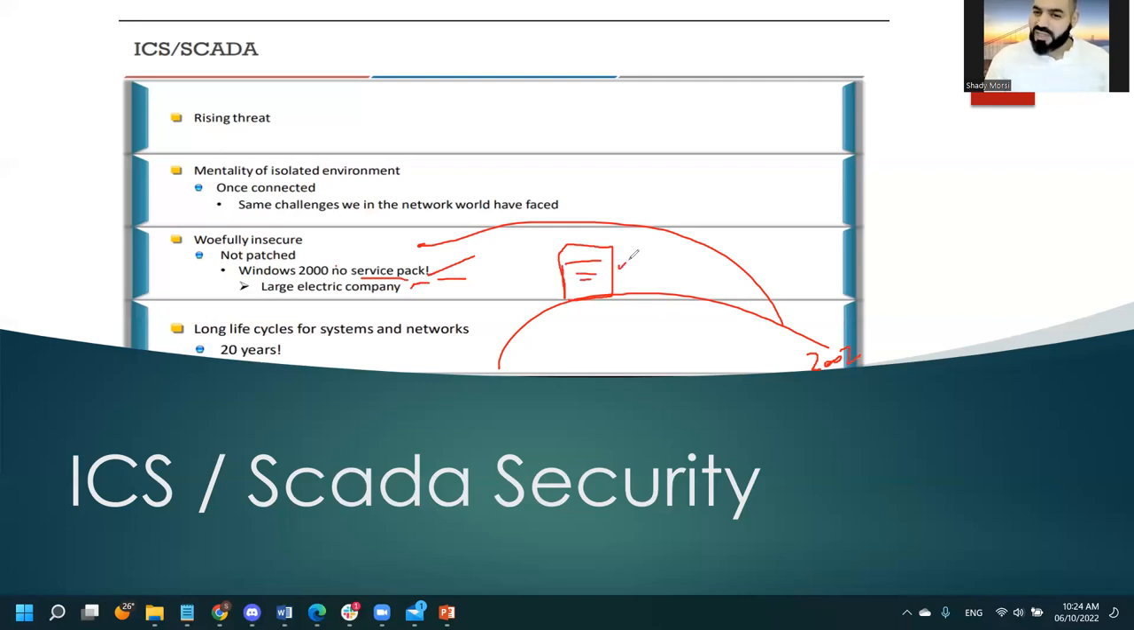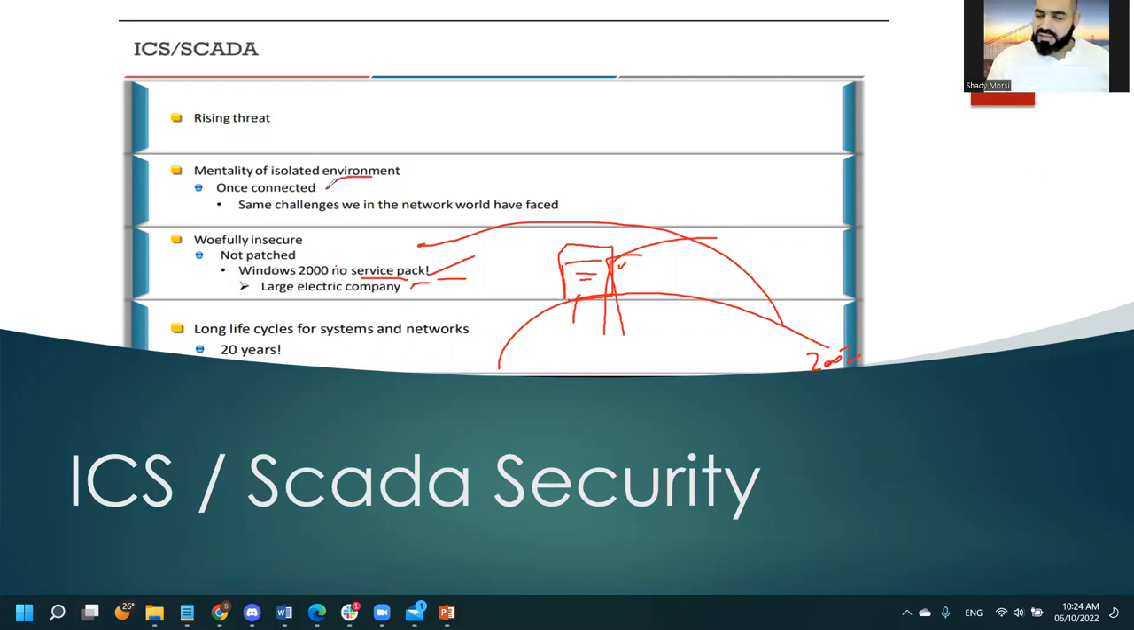Why? Because they feel like, if we update the system, it means that it needs to have a restart, and restart means that our production will stop. And we don't know if we restore the update, if this system will come up again. Because if it didn't come up again, we cannot call Microsoft and say, please help us, because we don't have the support for it. So this is the dilemma that these ICS systems and SCADA systems do have.